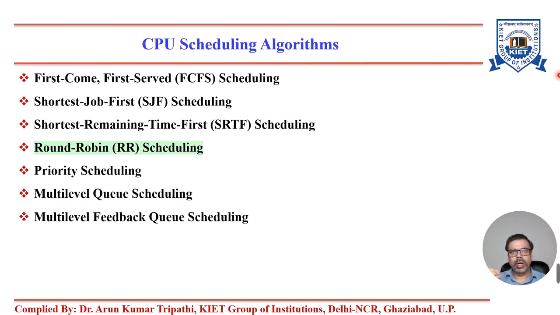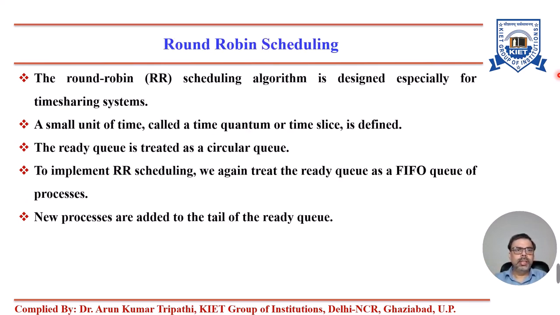the processor. Or suppose the processor has a time quantum of 2 milliseconds and the process has 10 milliseconds to execute, then after 2 milliseconds the processor will be snatched forcefully. So we will discuss the round robin scheduling algorithm here. The round robin scheduling algorithm is designed especially for the time sharing system. A small unit of time called time quantum or time slice is defined. The ready queue is treated as a circular queue.